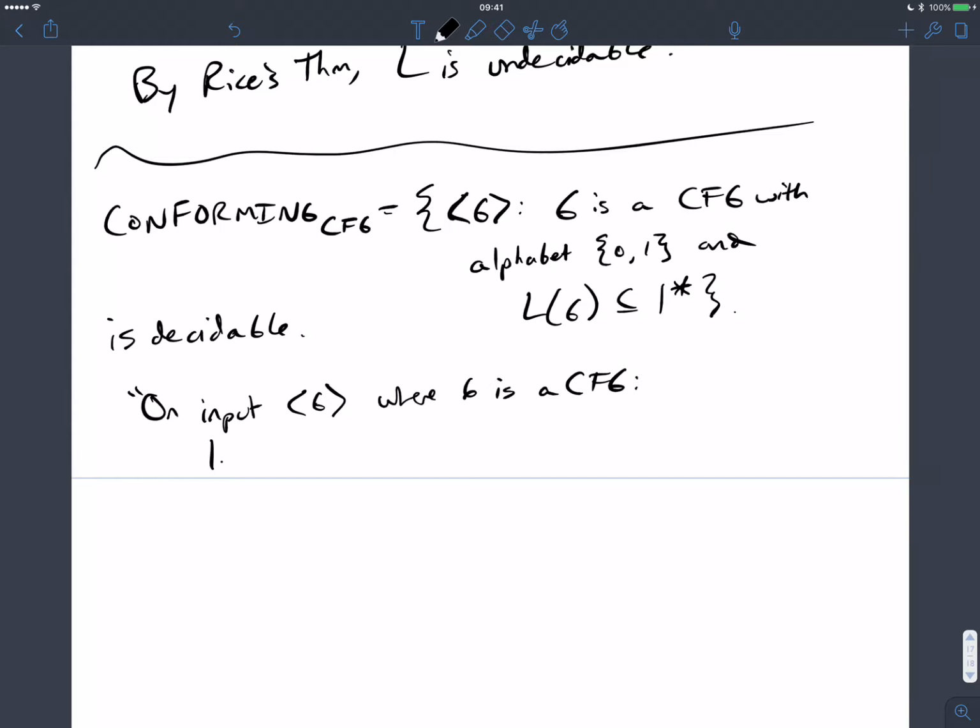Well, how could I check that the language is a subset of 1 star? If I happen to ask, what is the most restrictive class for 1 star? Yep, it's regular because it's a regular expression. So we have to determine if a grammar's language is a subset of a regular language. How could we do that?